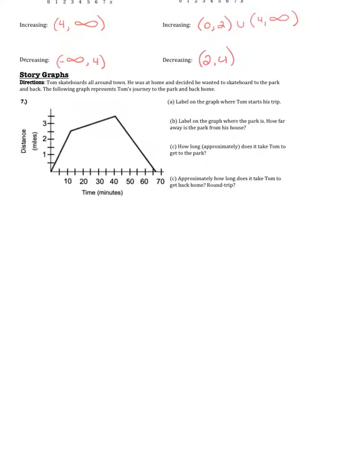Okay, so then let's also look at how we tell a story from a graph. How do we make a story by looking at a graph, I guess you could say. The directions say that Tom skateboards all around town. He was at home and then he decided he wanted to skateboard to the park and back. The following graph represents Tom's journey to the park and back home.